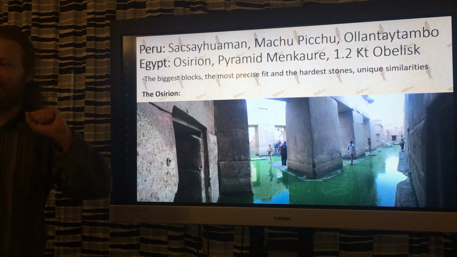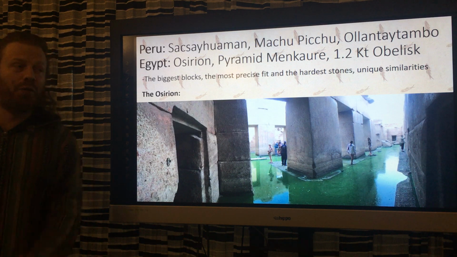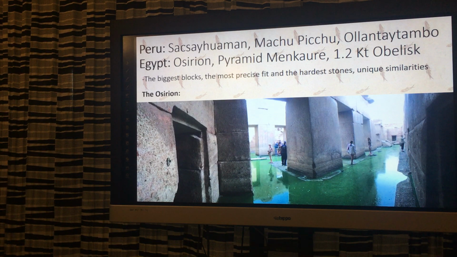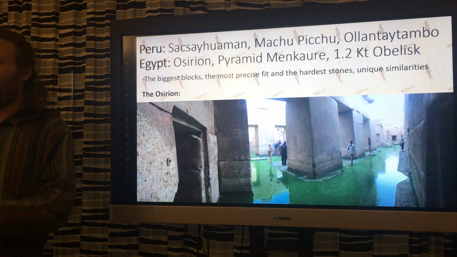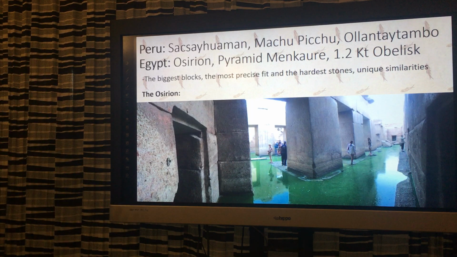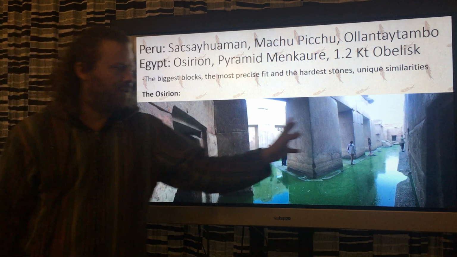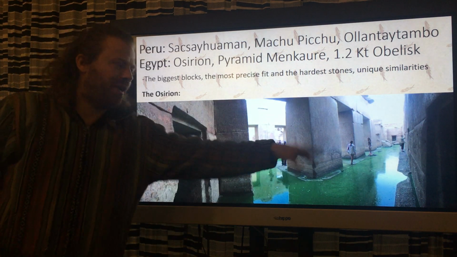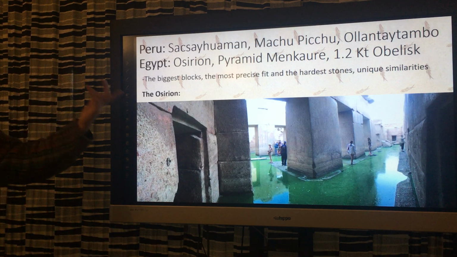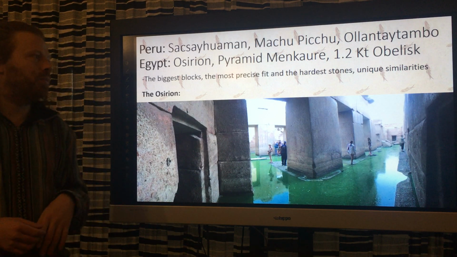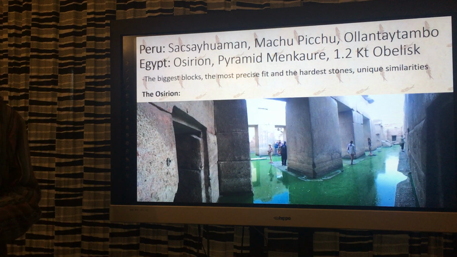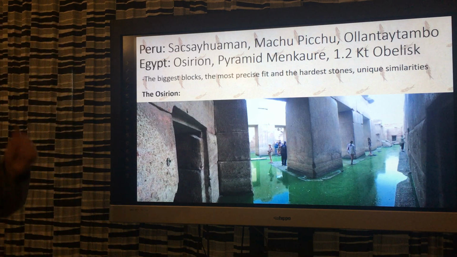So these are the structures I'm going to zoom in on first. Peru: Sacsayhuaman, Ollantaytambo, we already looked at that. And Machu Picchu, we all know Machu Picchu, but it's a specific part in Machu Picchu. More about that later. And in Egypt, there's the Osirion. This is an image of the Osirion. And the interesting thing is, if you step into the water here, you will sink, because it's really deep there. And the Pyramid of Menkaure, that's the third pyramid on the Giza plateau. And the 1.2 kiloton obelisk, an obelisk that's still in the quarry, and it weighs 1,200 kilograms.